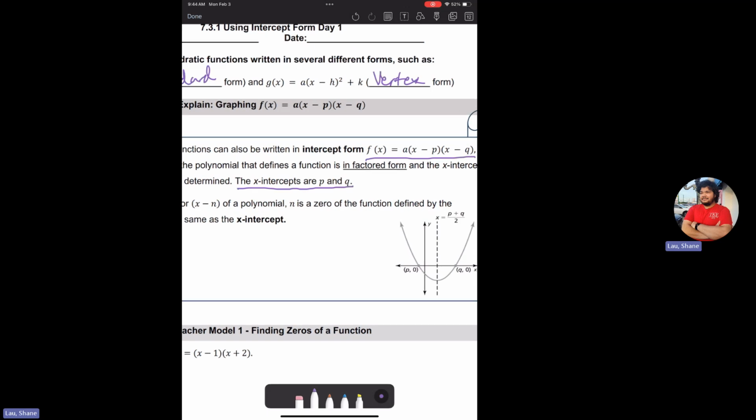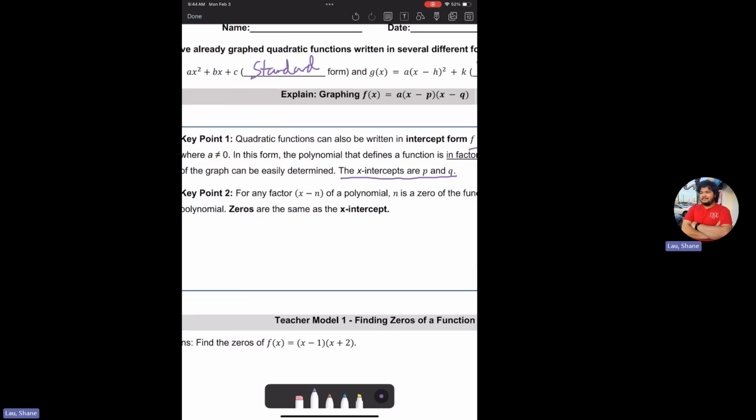So to put that together, essentially, if I have an equation f of x, let's say, where the equation looks like our intercept form, then we know that our intercepts for our x values, our x-intercepts, are going to be p comma 0 and q comma 0. So it may not make a whole lot of sense right now. However, later on, when we actually see the problems, it'll make more sense. Okay, so just keep that in mind.